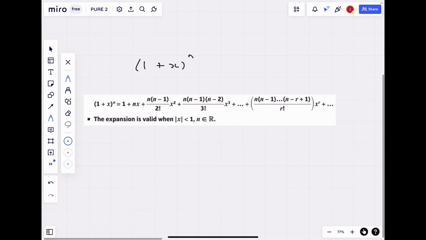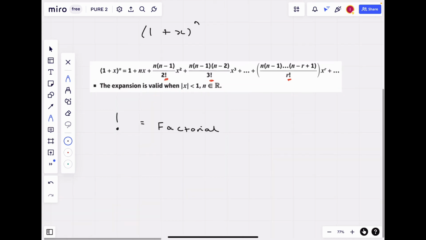If you notice, there are exclamation marks. There's one here, there's one there, and there's one there. This exclamation mark in maths is known as factorial. And here's how factorial works. Let's say if I have 2 factorial, I'm going to do 2 times 1. If I have 4 factorial, I'm going to do 4 times 3 times 2 times 1.